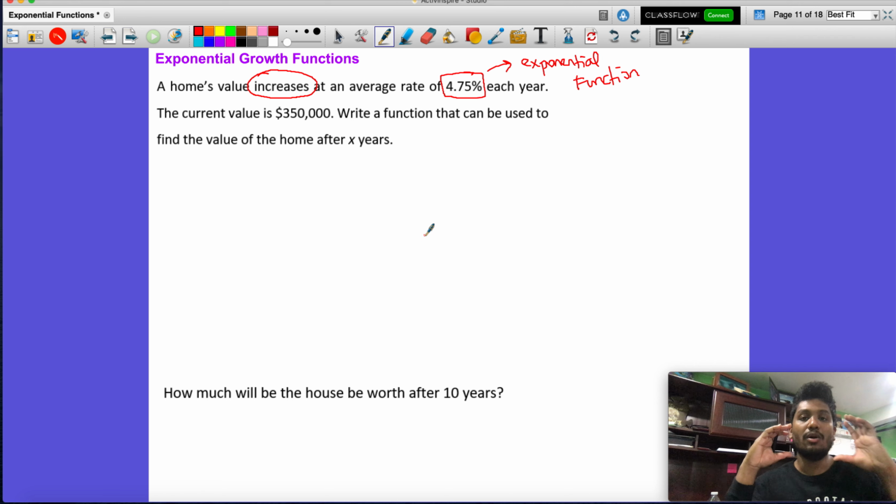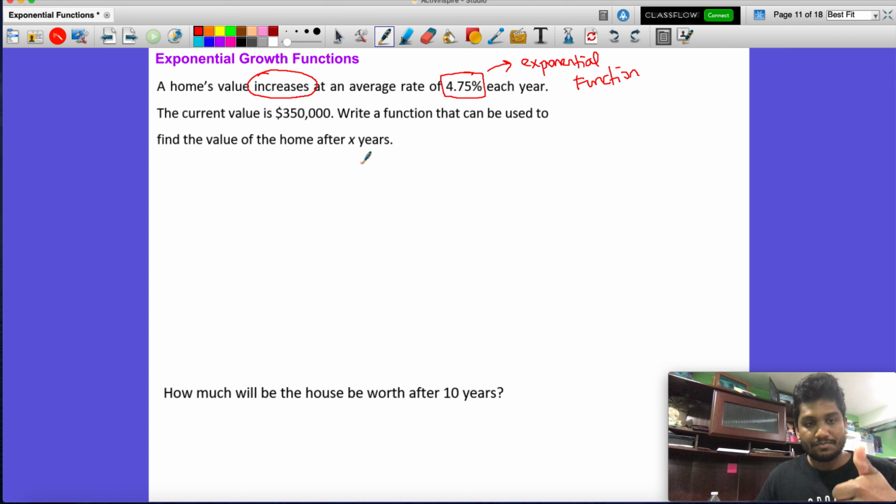Okay, so I want you to analyze this because word problems are usually the hardest, right? How do we know if it's an exponential or a linear? Well, linear goes up by the same amount by adding or subtracting, right? Exponential, usually if we see a percentage, will mean that.